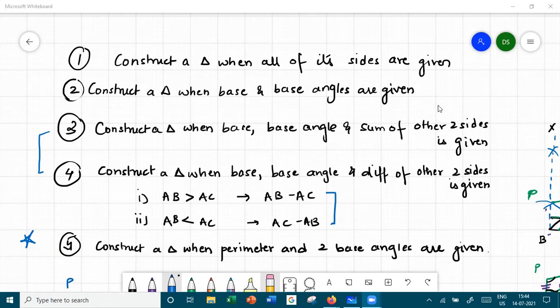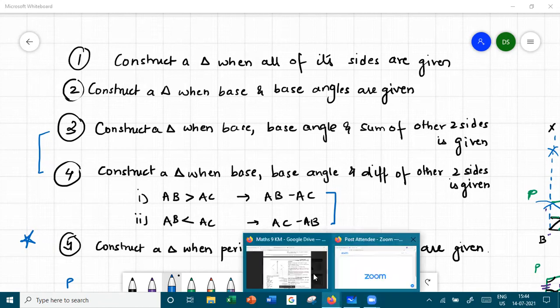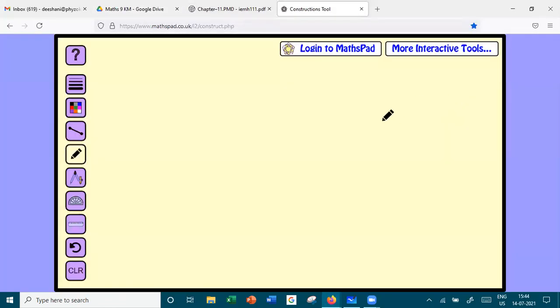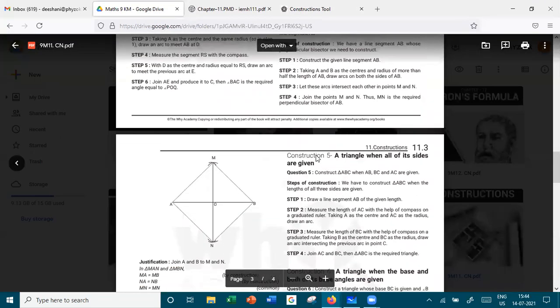Okay, let us come back to constructions then. So the first one is where we construct a triangle when all of its sides are given. For example, suppose I say construct a triangle where AB is, we take it from here.